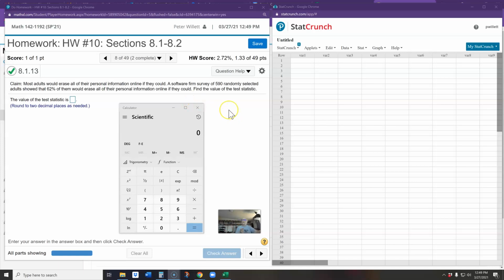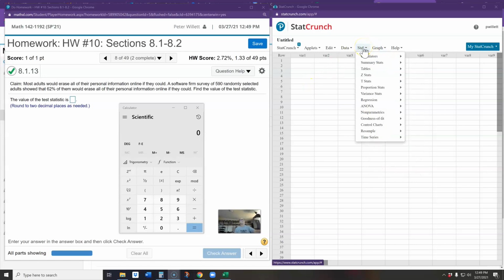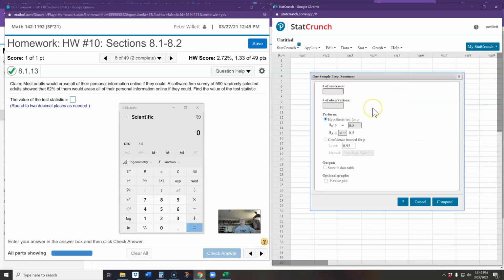Having tried to clarify the difference between those two, what I would do is open StatCrunch, which I have here on the right, and I'm going to use the sample described where they give me a summary. So I would go to Stat, and since this is a proportion distribution, I would go to Proportion Stats. They have one sample with summary. And then that gives me this tool.